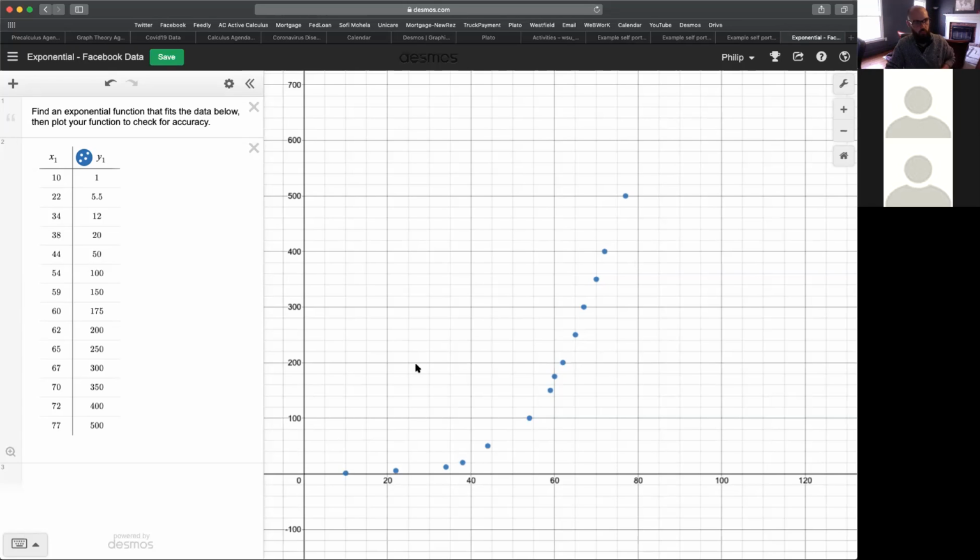You get to choose. You can pick any two data points that you want. You could pick the first one and the last one, or two in the middle, or two at the end. See if you can figure out the exponential equation that goes through those 2 points, and then compare it to this data.